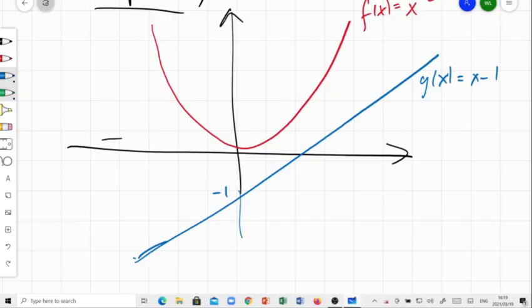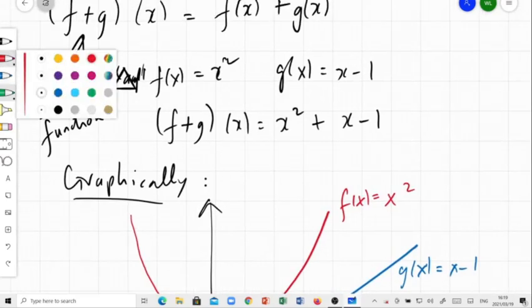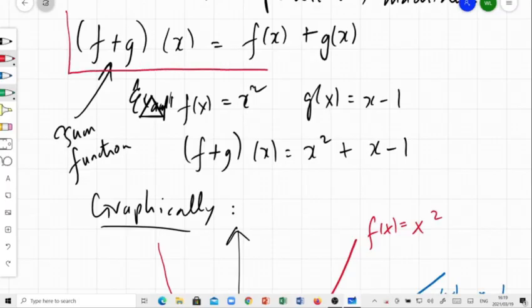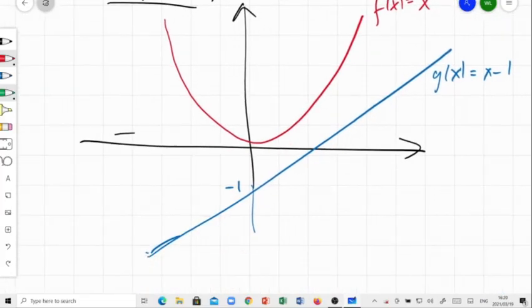So what is the sum function going to be? Remember, this is how we defined it. This is nothing but a definition. We create a new machine, the third function, or the sum function, and what we do is take the action of f at each x, and take the action of g at that very same x, and we sum them.